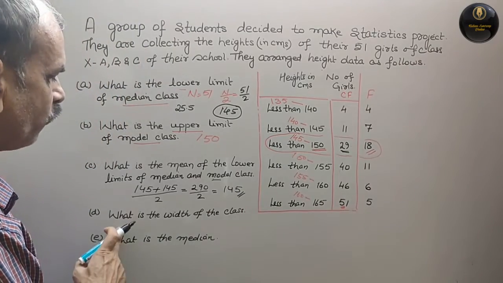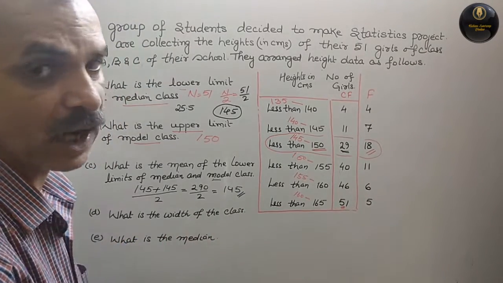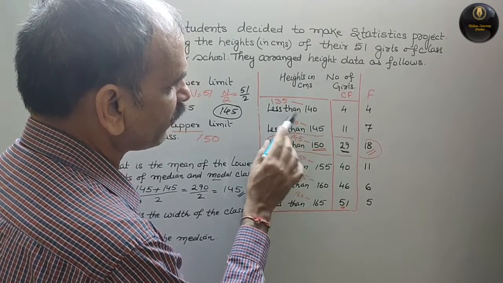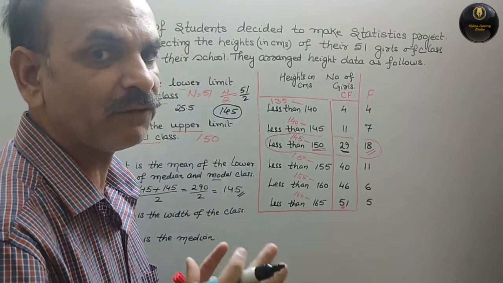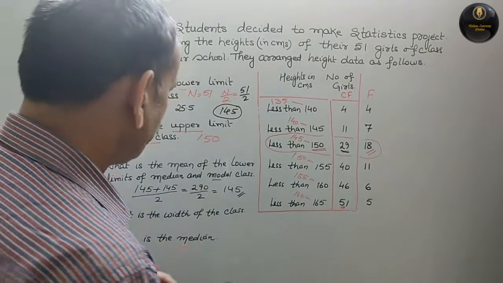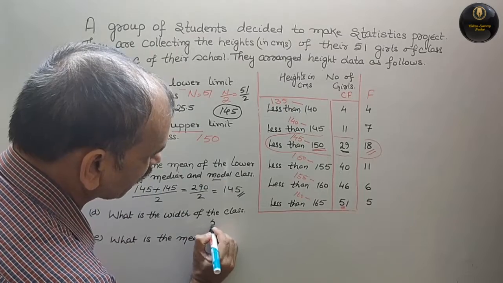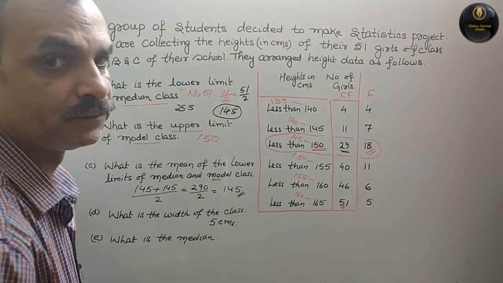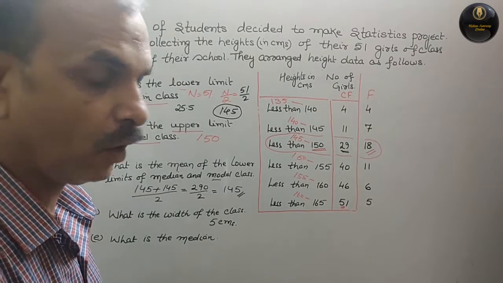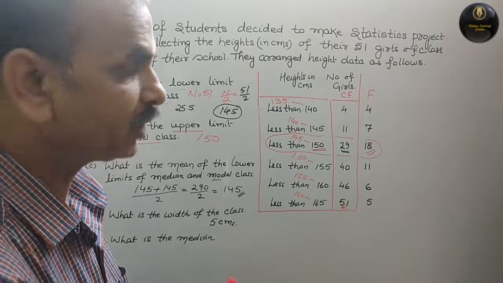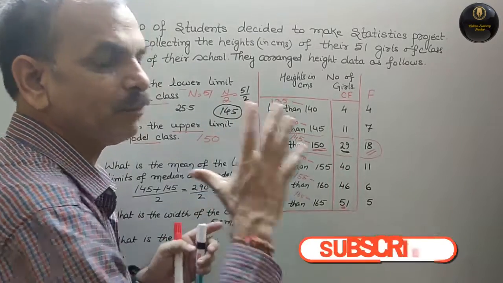Next, see that what is the width of the class? Now you can see the width is what? 145 minus 140 is 5. 140 minus 135 is 5. So we can write it as 5 centimeters is the width. Or what is the median? So they will ask you now to find out the median.